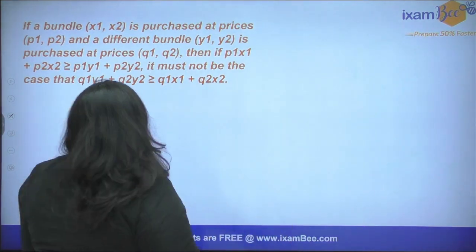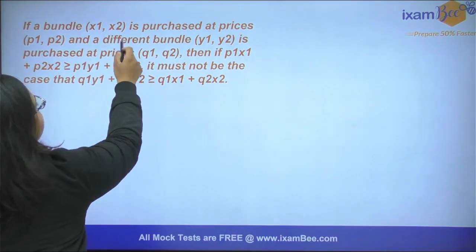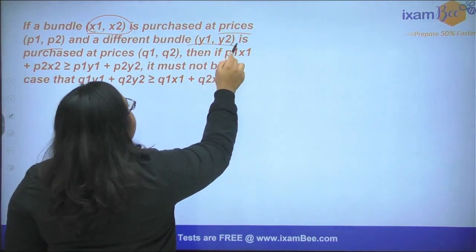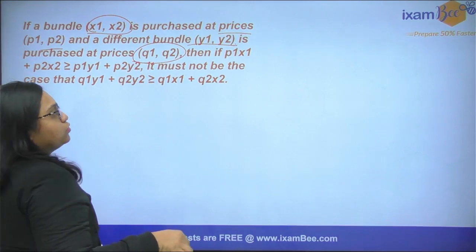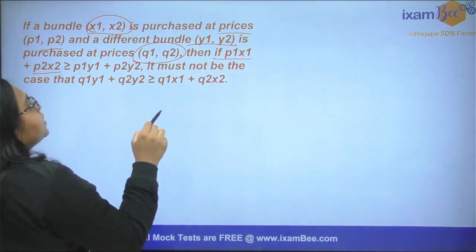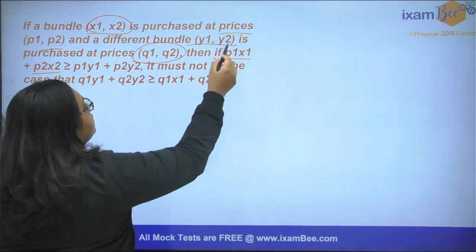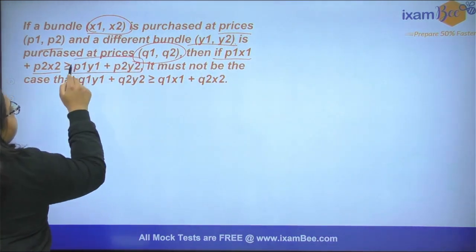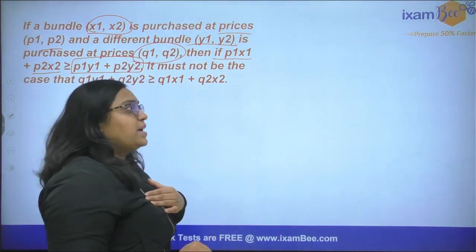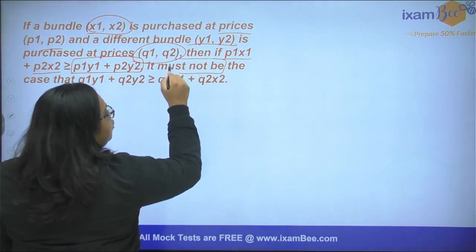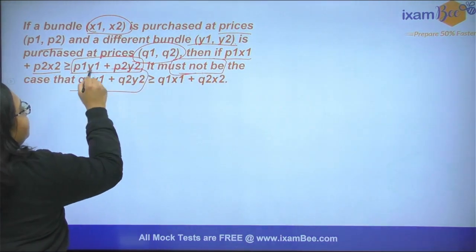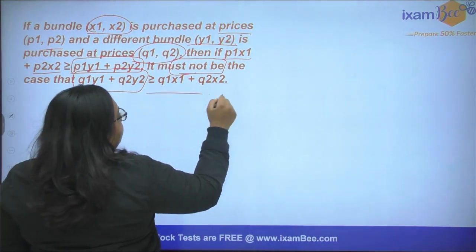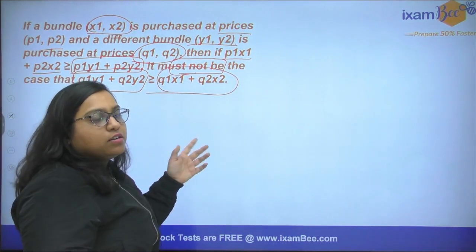That's how you can see when a particular bundle is purchased whether the other is affordable or not. Formally, if a bundle X1, X2 is purchased at prices P1, P2, and a different bundle Y1, Y2 is purchased at prices Q1, Q2, then if P1X1 plus P2X2, which is the total expenditure made on the bundle X1, X2 at prices P1, P2, is greater than the expenditure made on the Y bundle at the same prices, then it must not be the case that the expenditure made on the Y bundle at a different price combination is greater than the expenditure made on the X bundle at that other price combination.